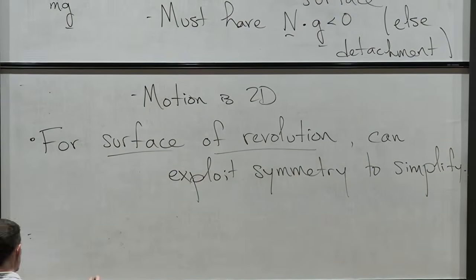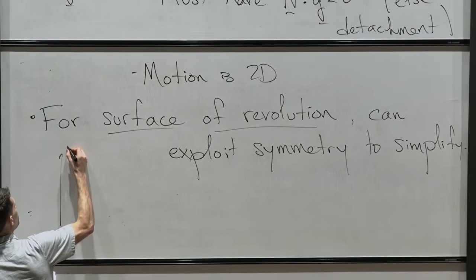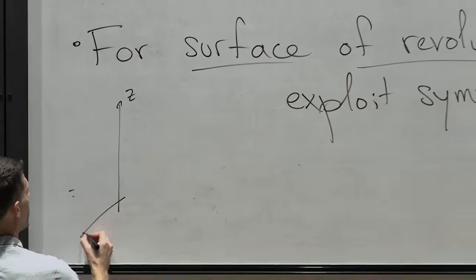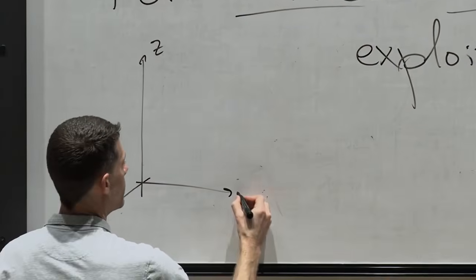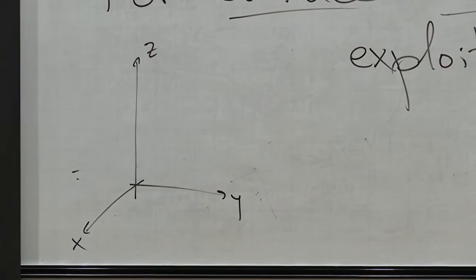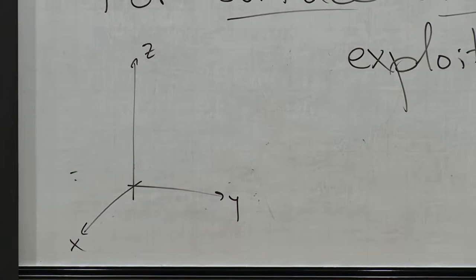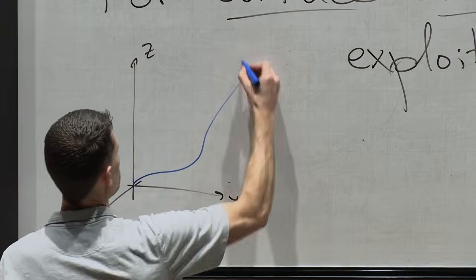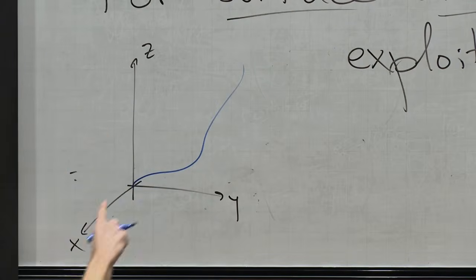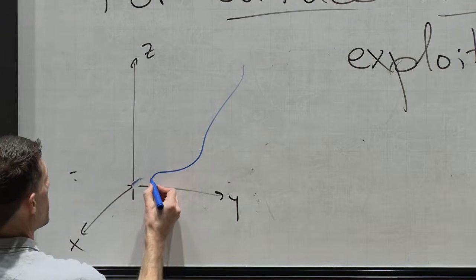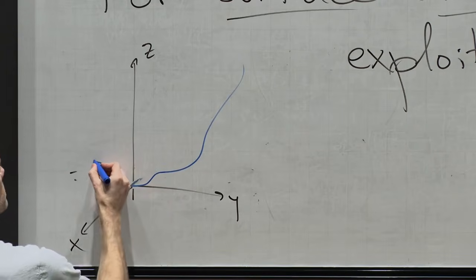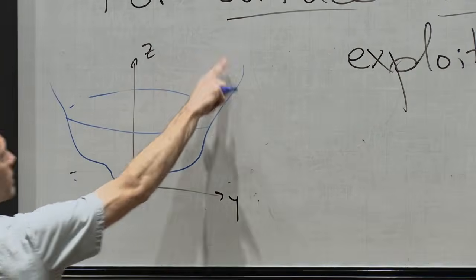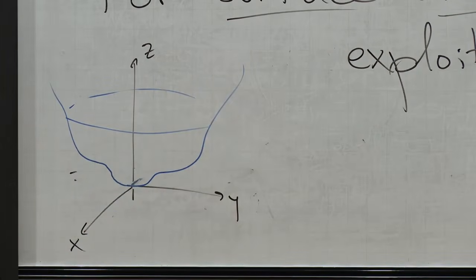So let's draw a little picture. I'm going to let the z-axis be my axis of revolution, so I'll put an x and a y like that. I'm going to suppose that we have a curve. That's not very good, I want it to be a bit smoother at the bottom. Okay, so I take some curve and rotate it around the z-axis, and that's going to define my surface.